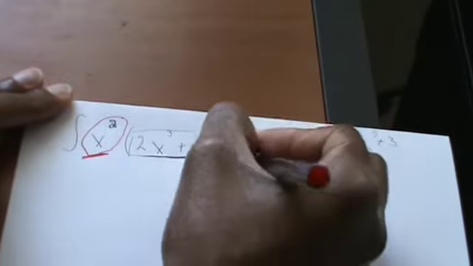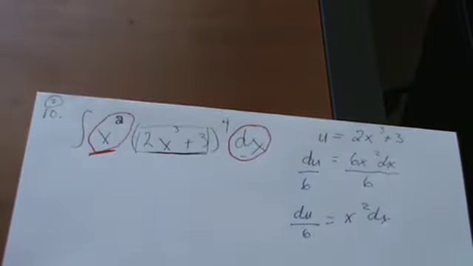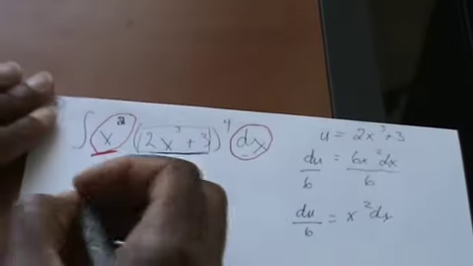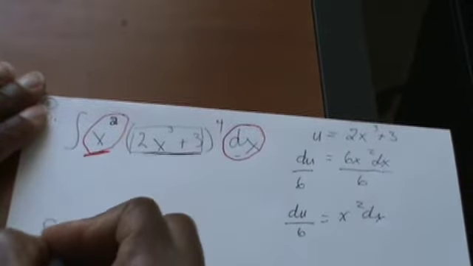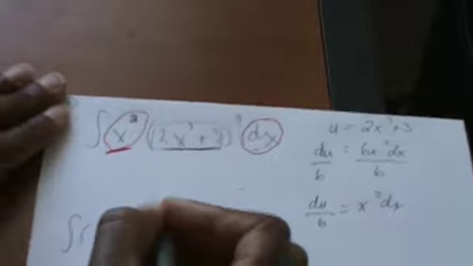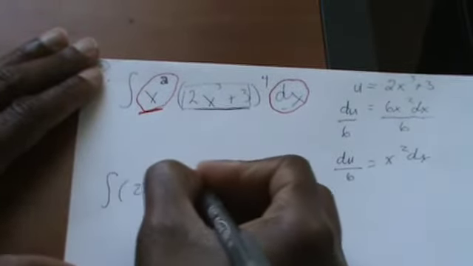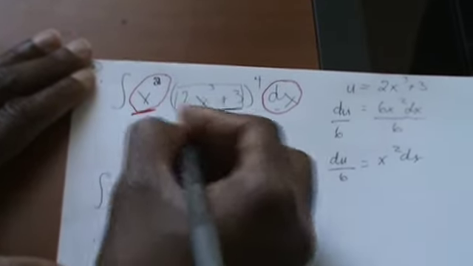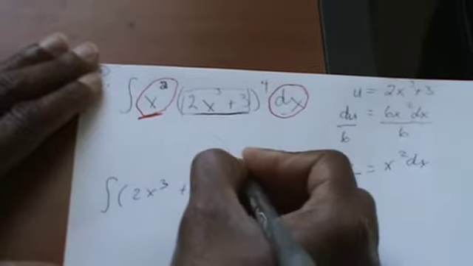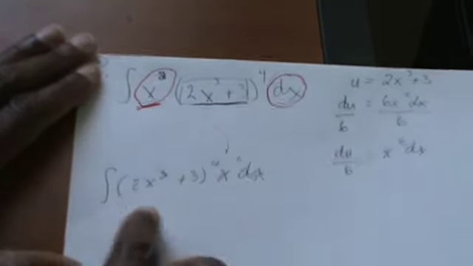Here's the x squared right here, and there's the dx. If that makes you uncomfortable, then I'll just shift these around so that you can see them next to each other. So the integral of (2x cubed plus 3) to the 4th power, I'm going to shift this to the end, times x squared dx. Right? So at this stage, all I've done is just move some things around.